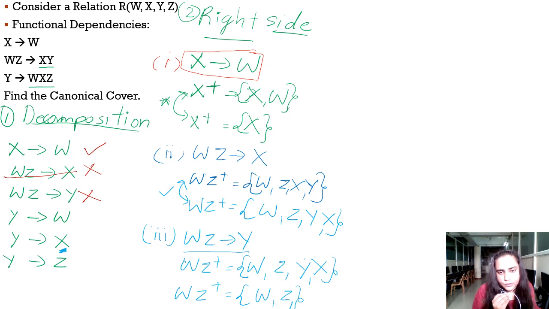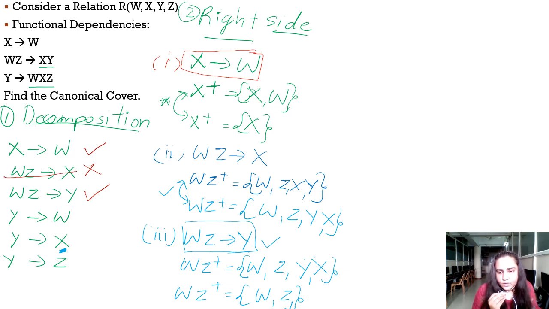There are two attributes missing. So that's why this particular dependency right here is important. You cannot remove it. And hence I will go ahead and remove the cross mark and convert it into a tick mark. The next dependency we have is y determines w.